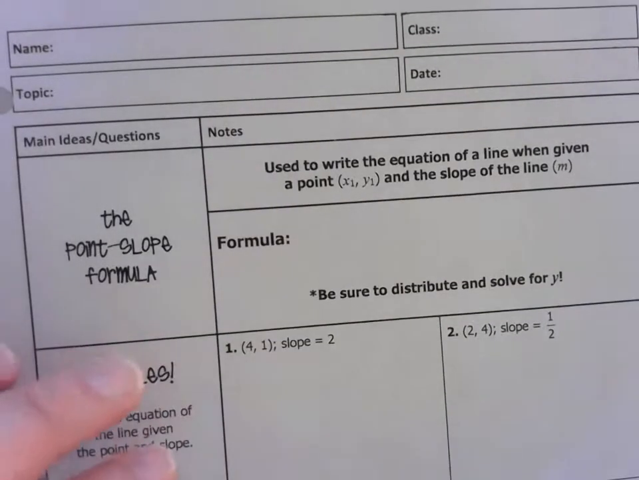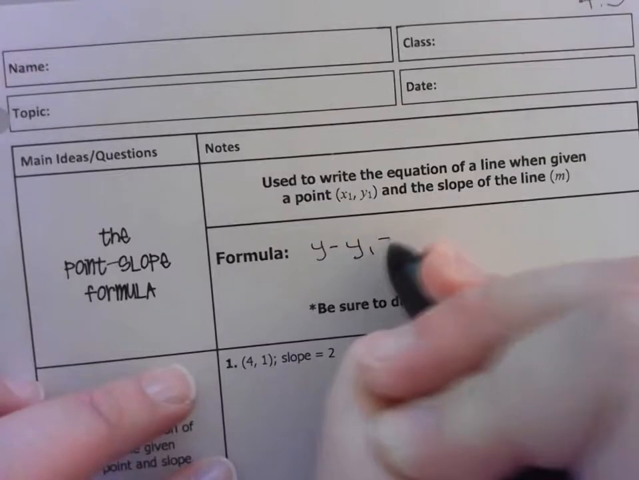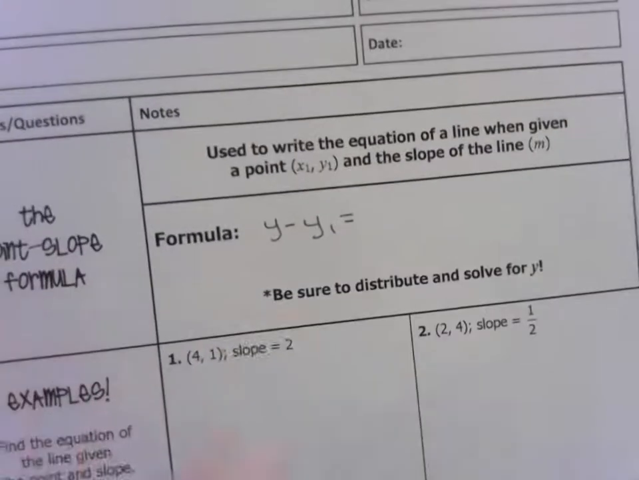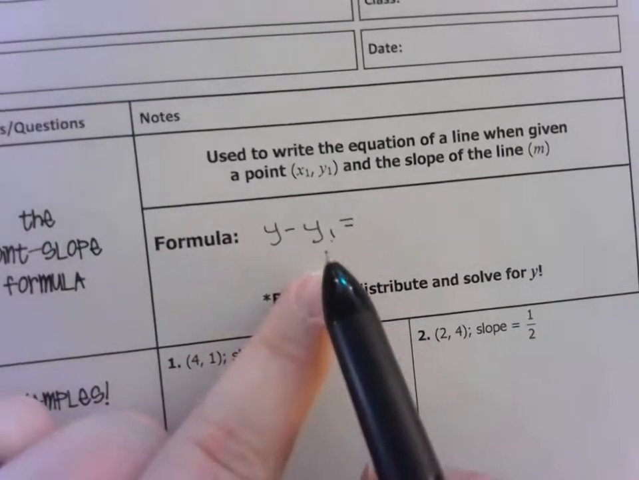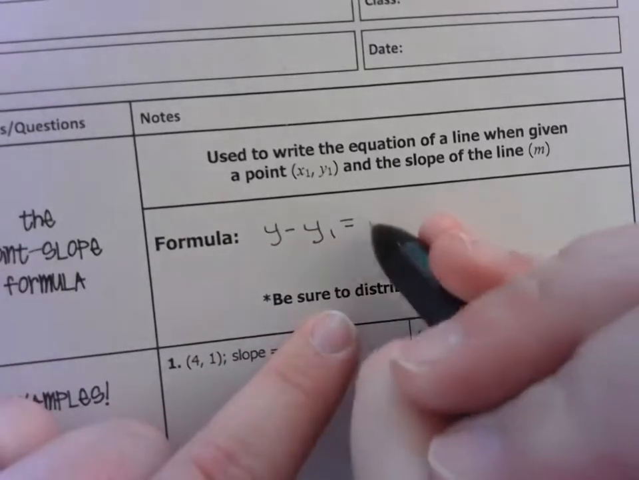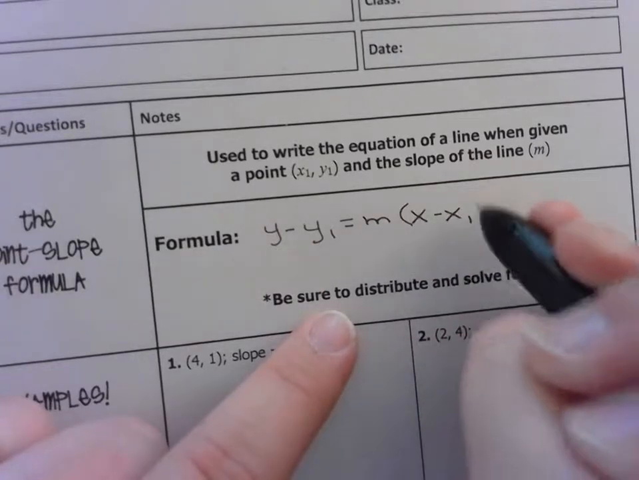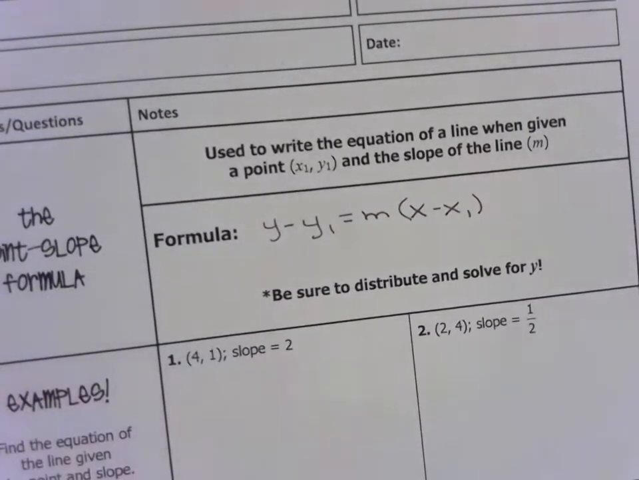This is point-slope form. So point-slope form looks like this. y minus y sub 1. So y sub 1 just means it has that little 1 to the right of the y. So y minus y sub 1 equals m times, in parentheses, x minus x sub 1. This is the point-slope formula. This is another way to represent a line. We don't use this way a ton, but it is helpful for what we're going to talk about today.